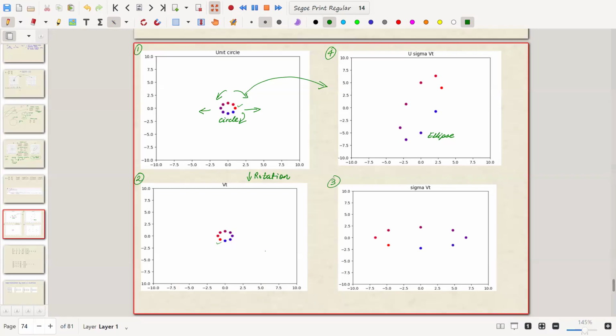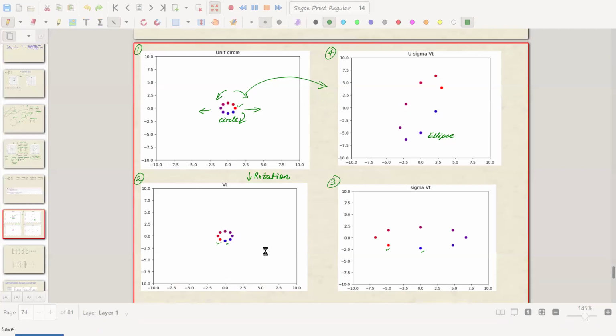Next, let us go from 2 to 3. From 2, how do you go to 3? Does it rotate anymore? No, because the red is staying at red. Any point you take, blue is staying in the blue position. But it is getting stretched. Is it stretched only in one direction? It's difficult to tell, but it is being stretched in both directions.